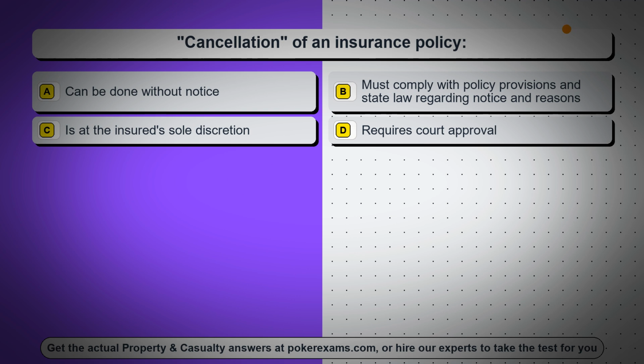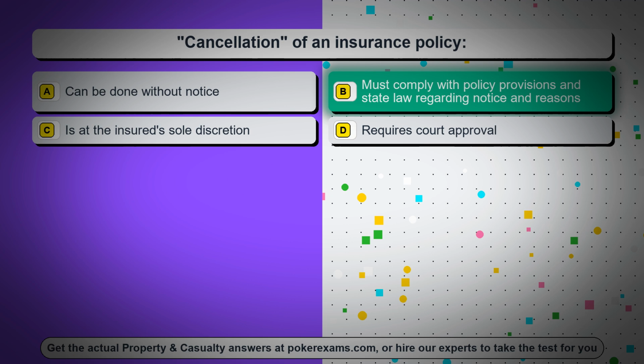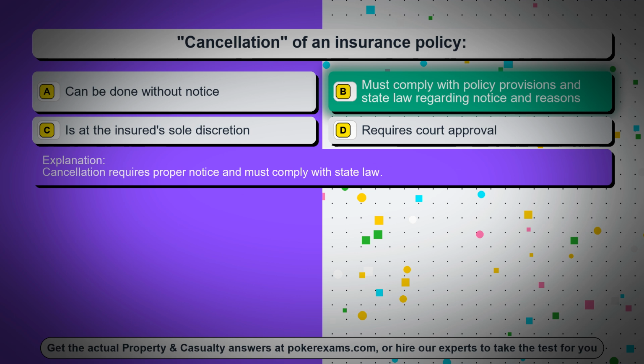Option C, is at the insured's sole discretion. Option D, requires court approval. The correct answer is option B, must comply with policy provisions and state law regarding notice and reasons. Cancellation requires proper notice and must comply with state law.